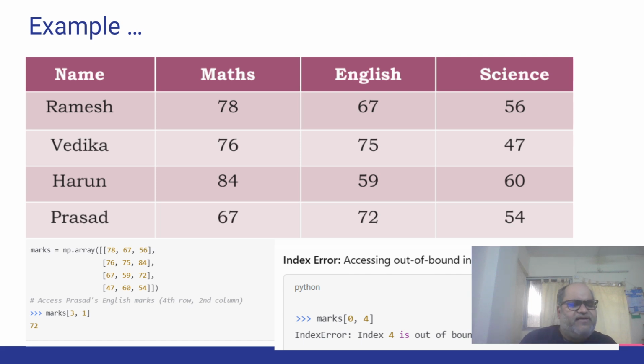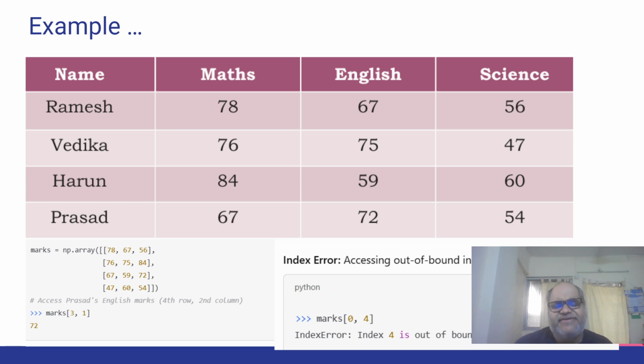What we have done here is specify our elements row-wise. There are some little differences, but that's okay. Now if you want to access, for example, Prasad's English marks, what will it be? The name index is 0, math is 1, English is 2, and Prasad is row 3. So you have to give 3, 2, and for math 3, 1.